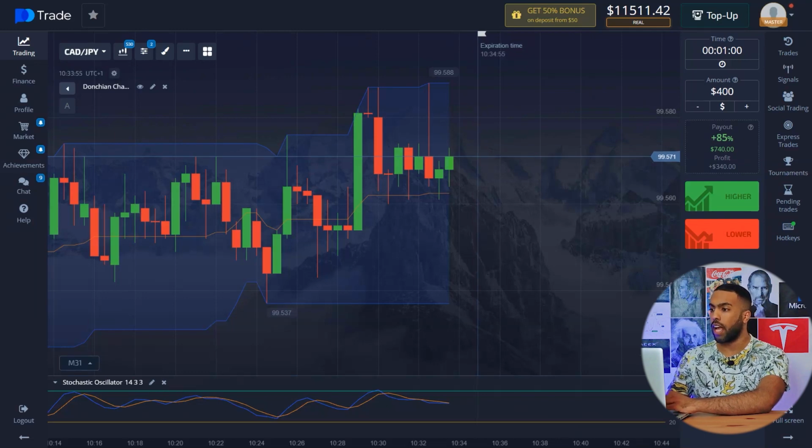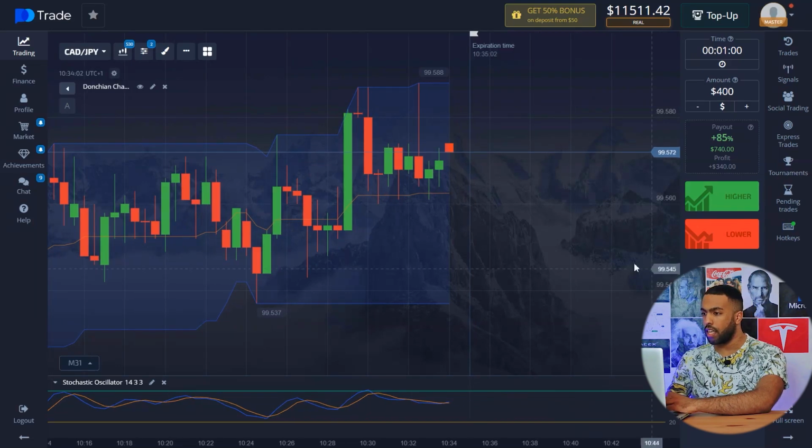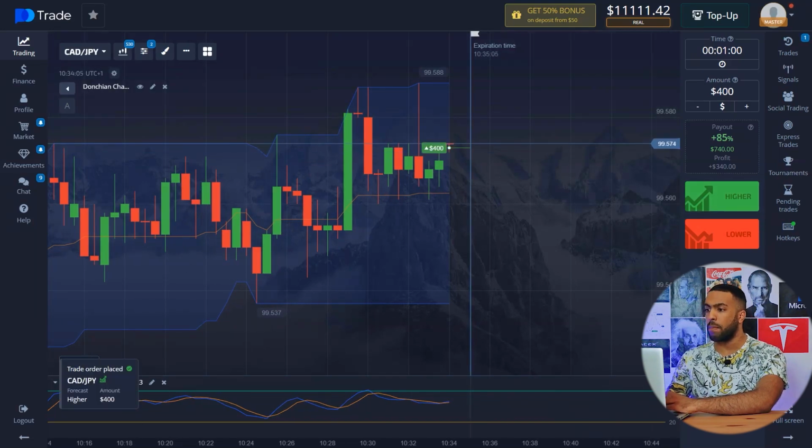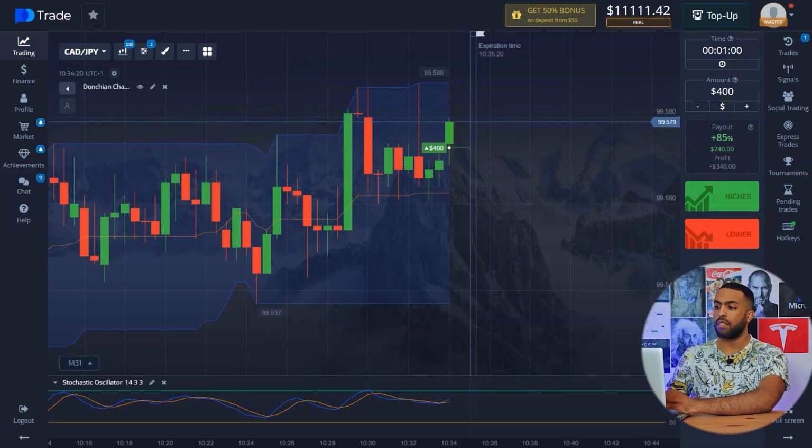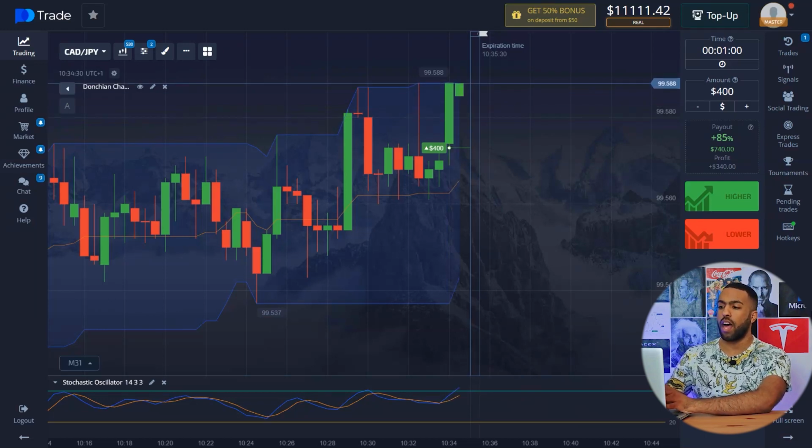Having reached the middle line of the Donchian indicator, the price began to move up. We can see a new candle opening here, so let me make an up trade for $400, also for 1 minute. This decision was made due to the beginning of the price growth, and at the same time the stochastic indicator did not give me any clear signals yet, and the price movement coincides with our forecast.